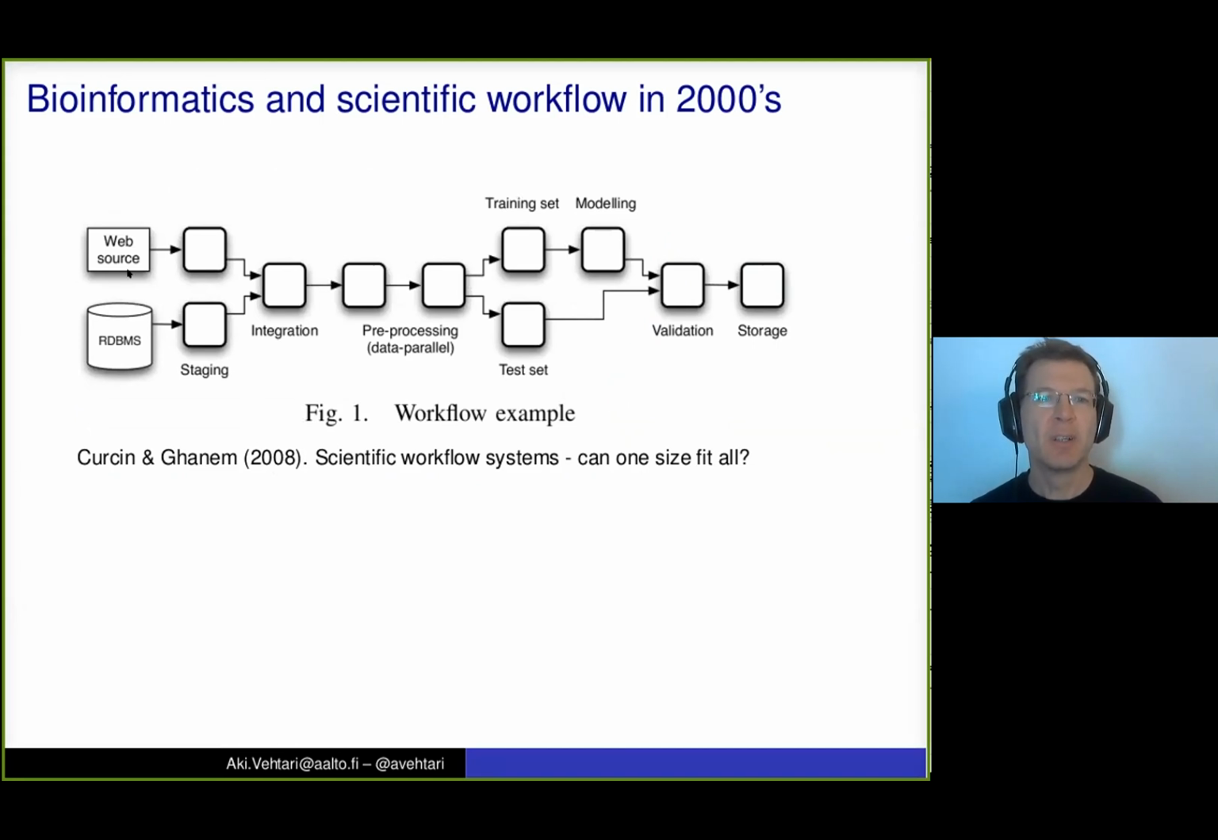So we have here some source of the data, and then we're doing integration, pre-processing, we have modeling here, dividing to training set and test set, validation, storage. And the software makes it so that you can have these different models there, and when you get new data, you can easily repeat this process again and again. And so you get this reproducibility and efficiency.